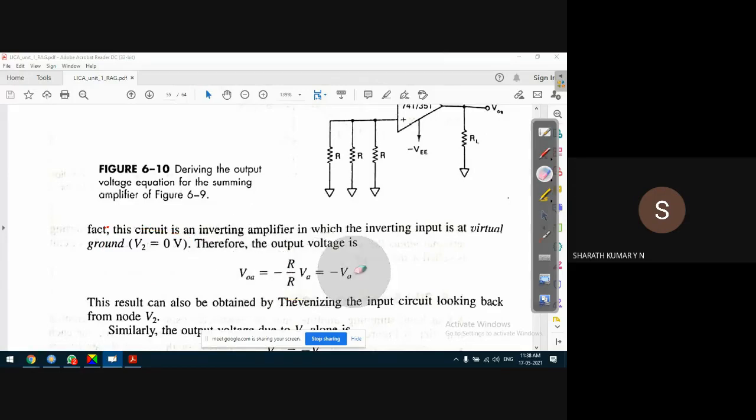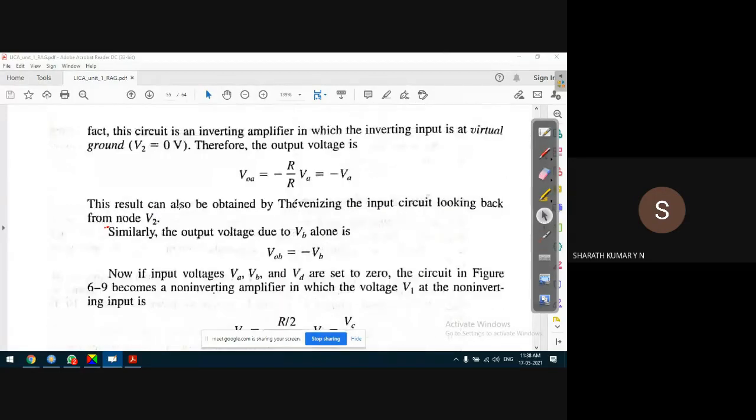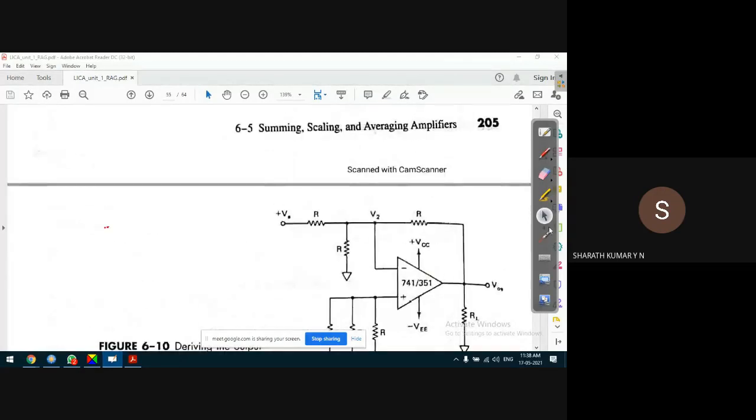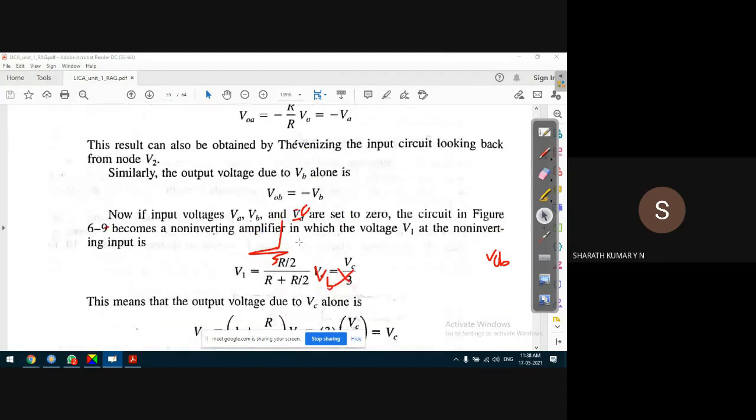Similarly, we can observe the output voltage due to VB, assuming that only VB is connected here instead of ground. VB is connected, and VA is 0, for example; the VA point is connected to ground. Then the output voltage is VOB. On the same lines, because it's an inverting amplifier, VOB becomes minus VB.